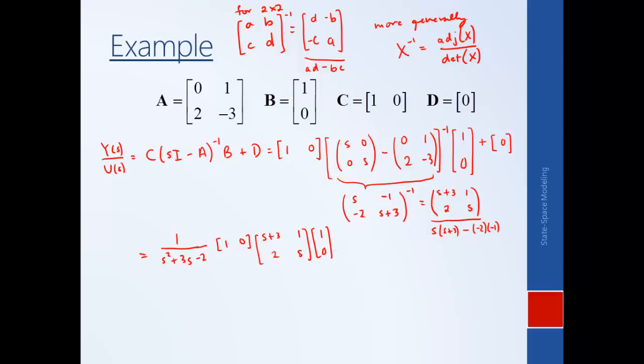So I'll just go ahead and do it in steps. I'll do these two first. I multiply this row by this column, multiply a 1 by the s plus 3, 0 by the 2. So I end up with s plus 3. Then I take the same row, multiply it by the next column. I get 1 times 1 and 0 times s. And then finally, I take this row and multiply it by that last column. I'll get s plus 3. And I still have the same denominator out front.